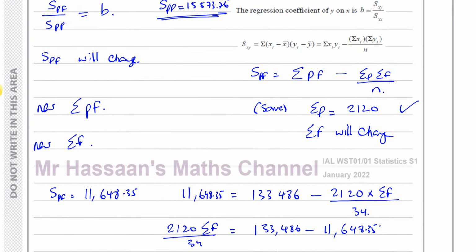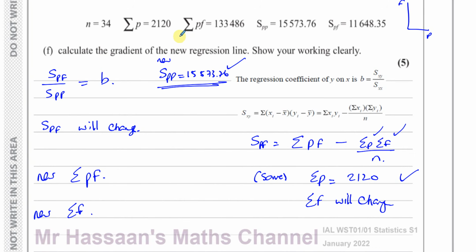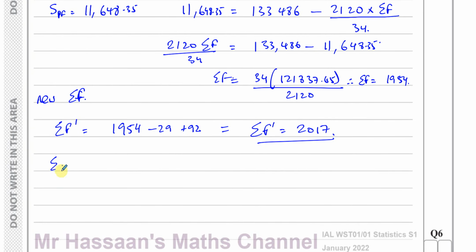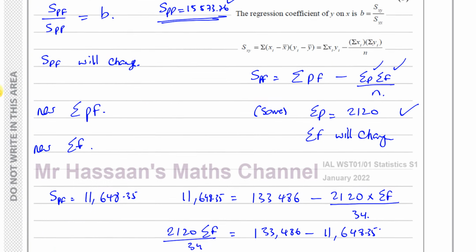So we've got now this. We know that this is also the same as before. Now what we've got to find is the new sum of P times F. Now we have the old sum of P times F, which is 133,486.